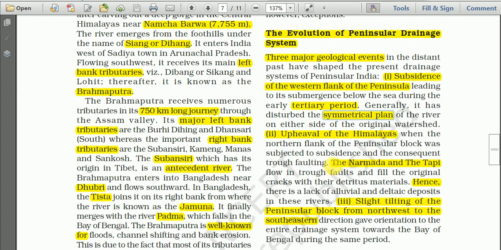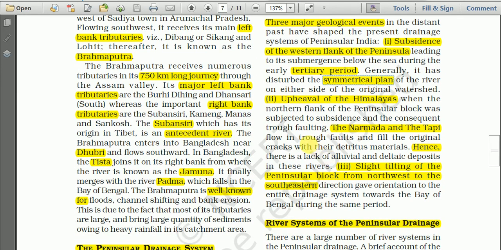And number 2, we have the upheaval of the Himalayas, when the northern flank of the peninsular block was subjected to subsidence and a consequent trough faulting. So the second geological event is the upheaval of the Himalayan mountains, that is, the upliftment of the Himalayan mountains.